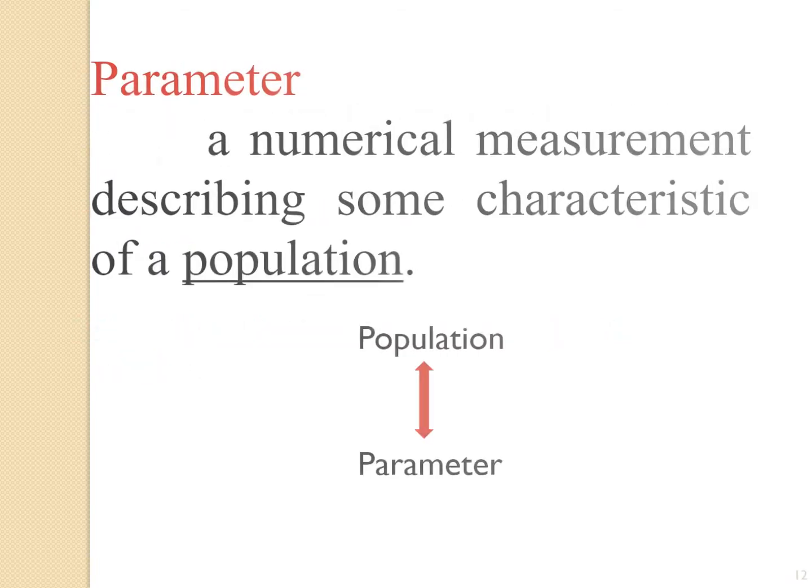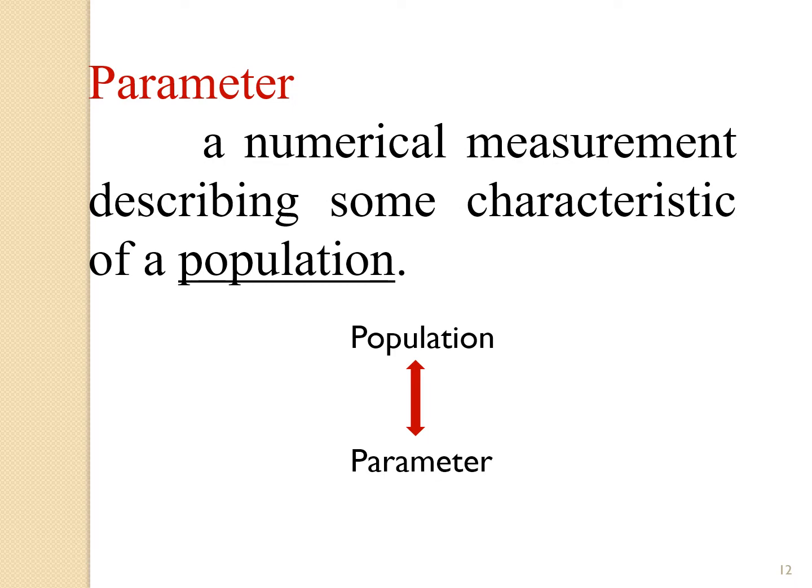Okay, next, parameter: a numerical measurement describing some characteristic of the population. That characteristic may be the mean or average, proportion, variance, standard deviation, or range. If you consider the population mean, population standard deviation, or population variance, those are called parameters. Later we will introduce the notation too. Usually population parameters are unknown but fixed, so we can estimate them from a sample. Later we will discuss how to estimate the population parameters.